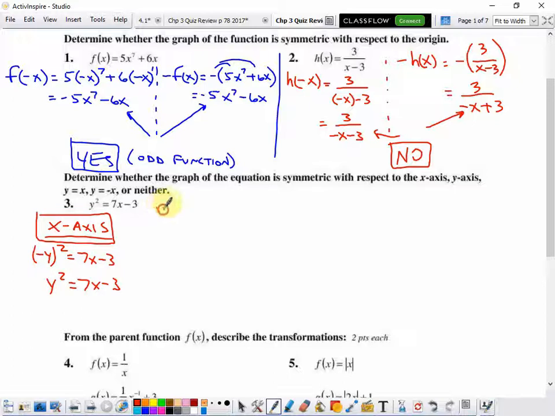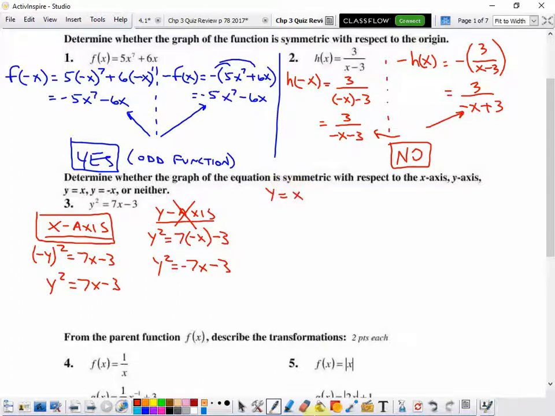The next symmetry we're going to check is the y-axis. If there is symmetry about the y-axis, then for every x value, its opposite will also exist on this graph. So we check the opposite of x. Y squared equals 7 times negative x minus 3. Now this is the first power. An odd power does not cancel out a negative. The left side matches the original, but the right side does not. There is no symmetry with respect to the y-axis.